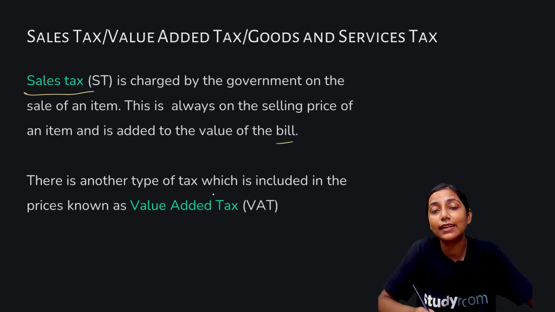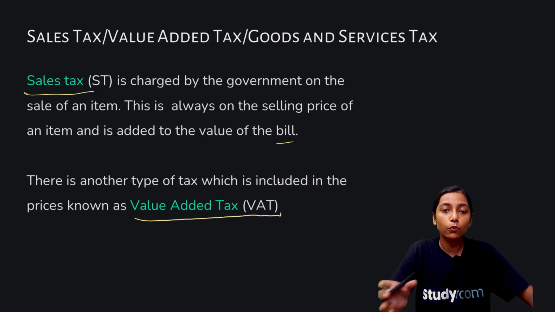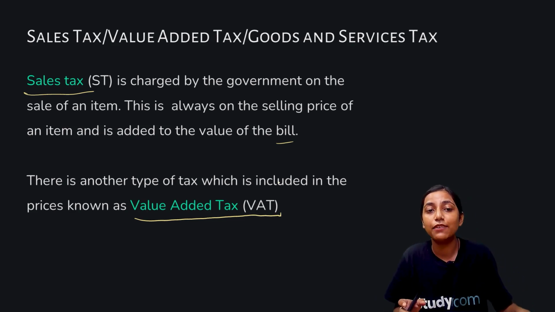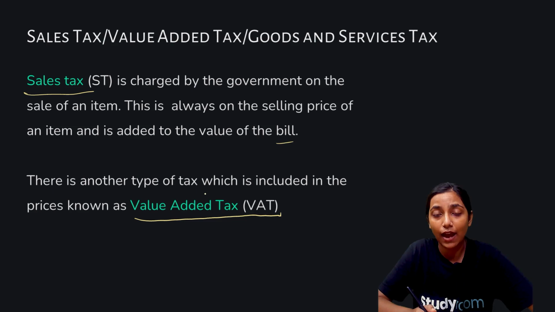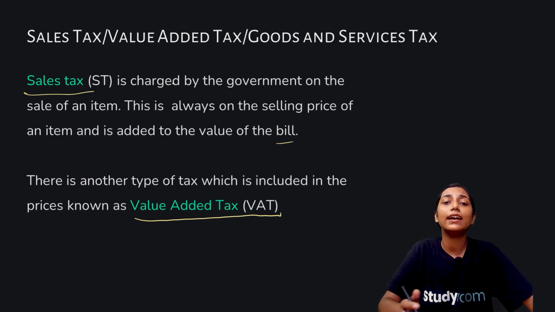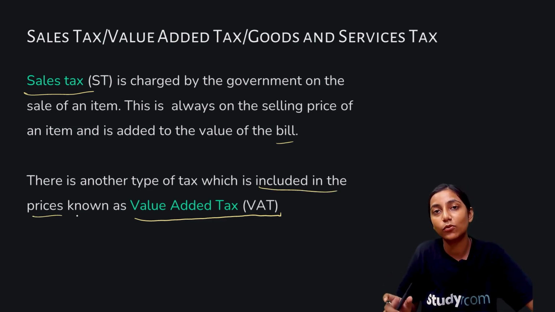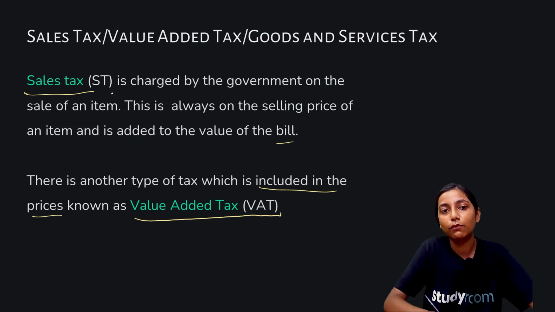There's another type of tax that is given to us. Now, this tax is value added tax, that is VAT. So what is this value added tax? Value added tax is another type of tax which is included in the prices. So this value added tax, unlike the sales tax, is not added to the value of the bill at last, but it is a tax that is already included in the price. Such a tax is known as value added tax. This one was sales tax.